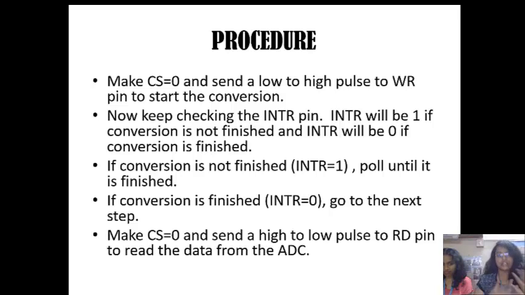So basically, the entire procedure can be summed up into 3 parts. CS should be 0, and a low to high pulse should be given to the WR for the start of the conversion. The interrupt pin will be 1 if the conversion is not finished, and the interrupt pin will be 0 if it is finished. And for the read signal, you should be giving a high to low pulse to get the data and display it. Now let's go on with the program.